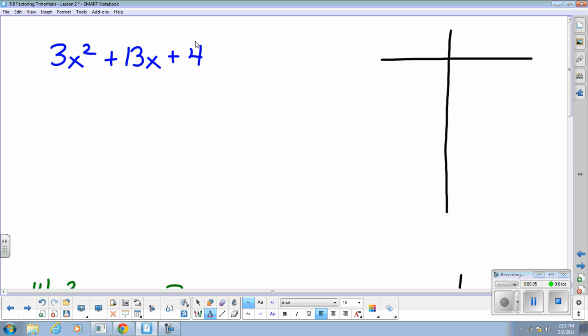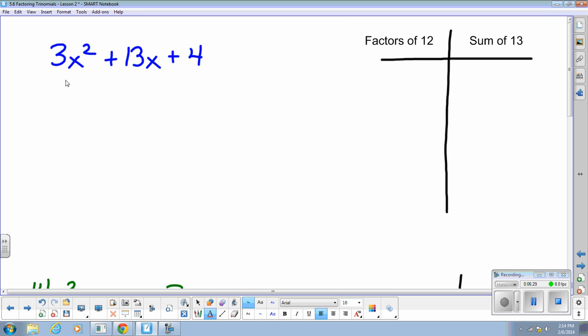So what I have to figure out is, where did those factors come from? They came from our outside terms, our first term and our last term. So what I have then is the factors of positive 12, sum of 13. Now some of you looking at that say, oh, I know what that is already. You may, which would be great if you do. So here's how we do it.